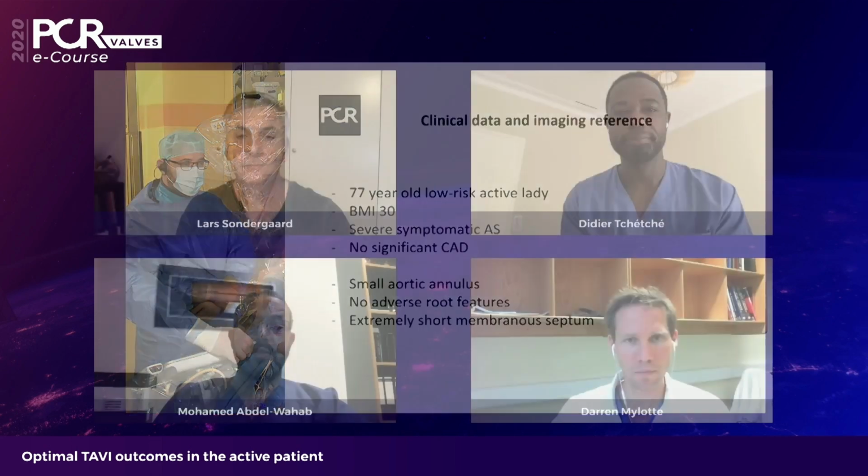the case. So would be interesting, I think, to hear your thoughts about the case. I mean, we are seeing these cases now more often in our practice than in the past. So Didier, what do you think? Would this be a patient that would be a TAVI candidate in your practice? I mean, surgery is also an option.